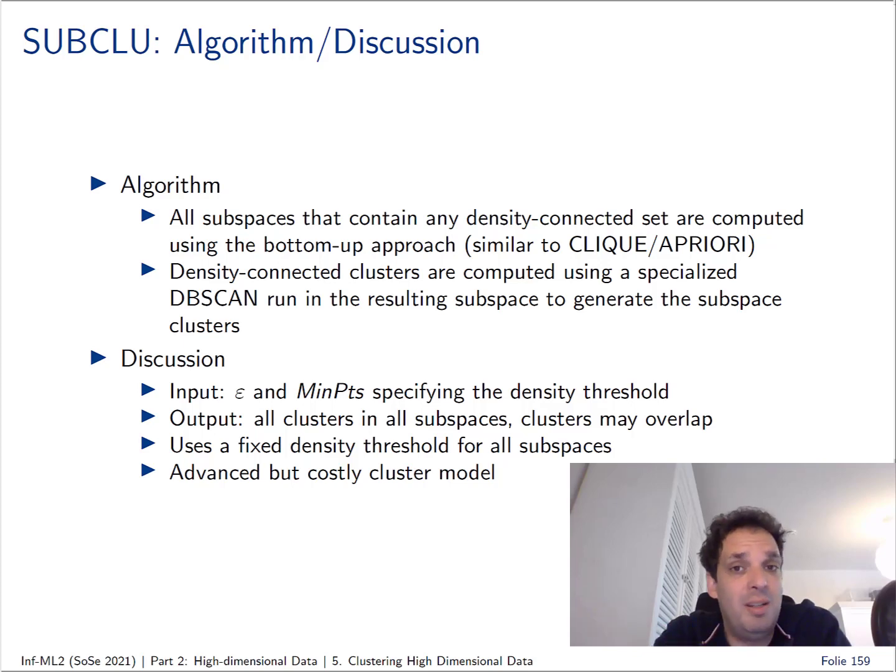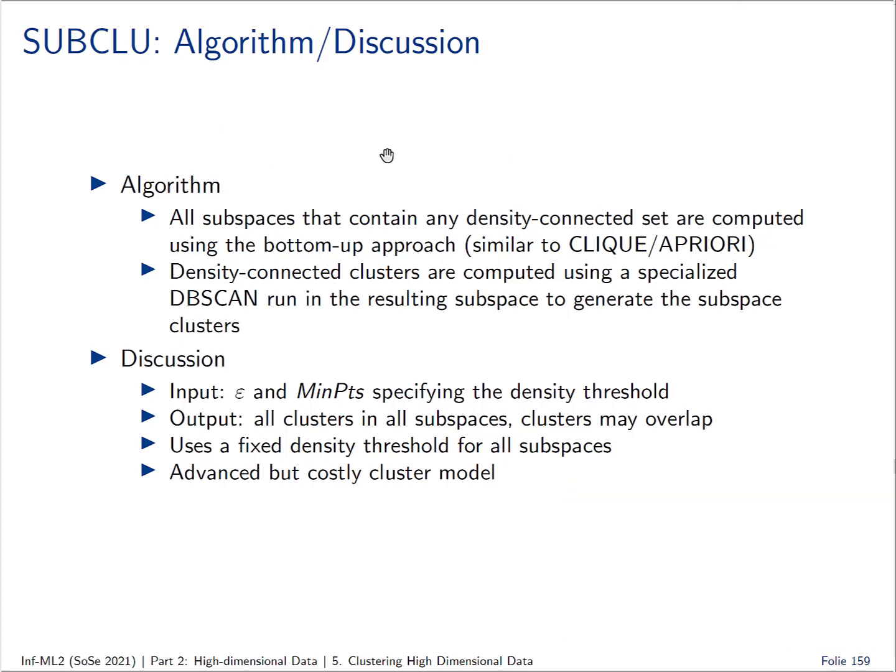So with this monotonicity property of density connected sets, the algorithm for finding density-based subspace clusters is pretty simple, pretty much the same as before with Clique. The only thing is that we now plug in the DBSCAN cluster model and call it SUBCLU. That's all. So here it is. The algorithm is very simple.